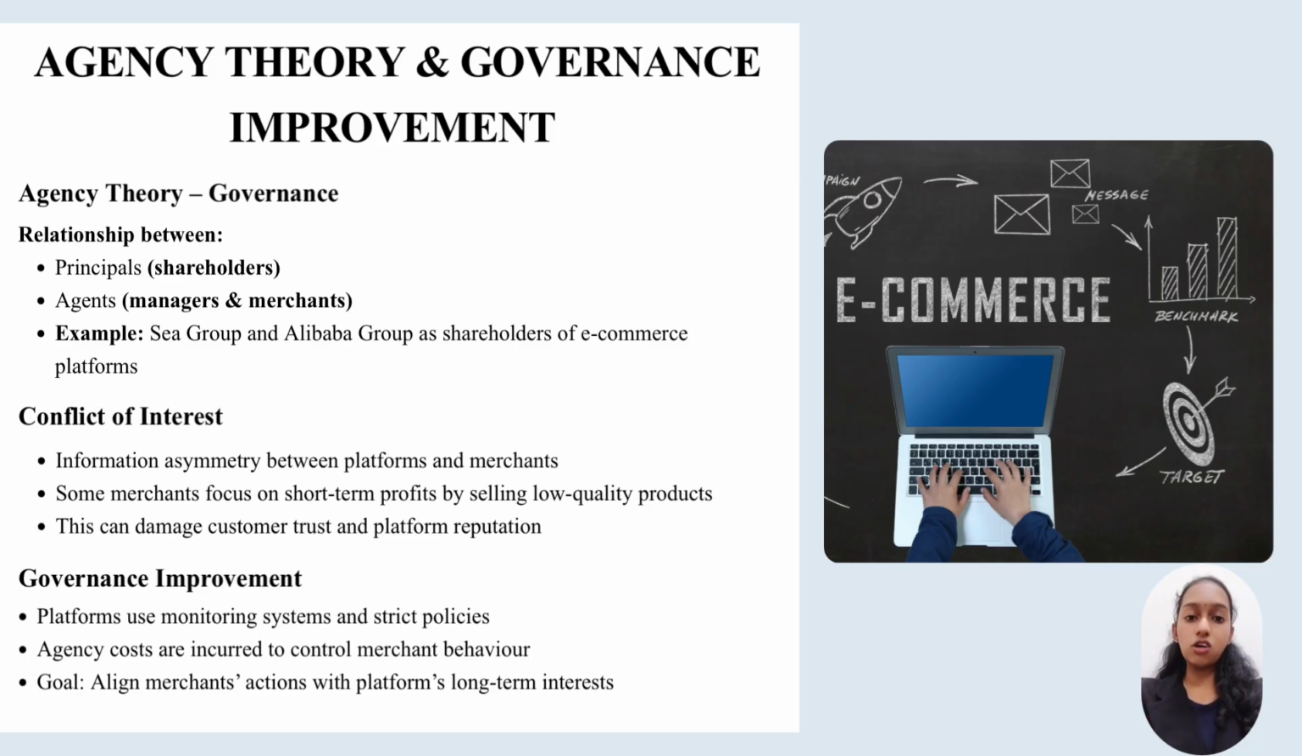Some merchants may focus on short-term profit by selling low-quality or shady products, even though this can harm customer trust and the platform reputation in the long term. To solve these problems, platforms need to improve governance by using monitoring systems, seller policies, and quality controls. Although this creates agency costs, it helps ensure that merchants act according to the platform's long-term economic growth.